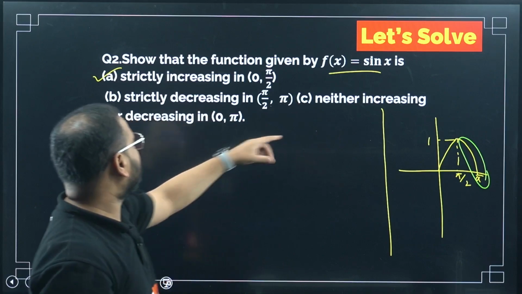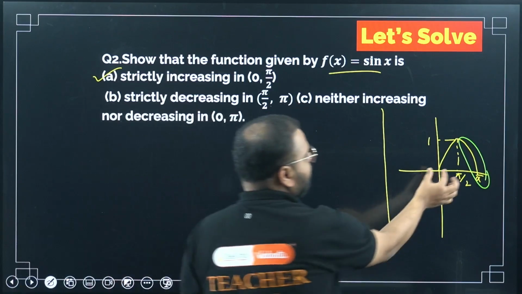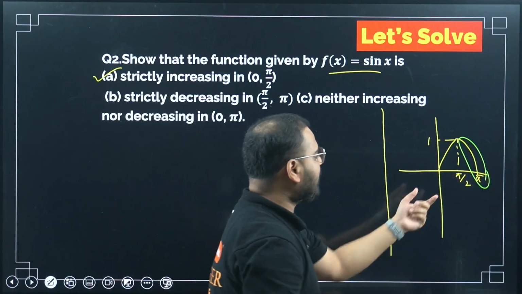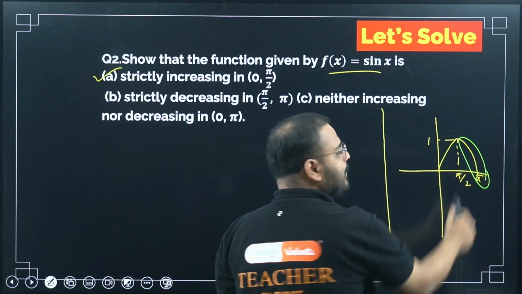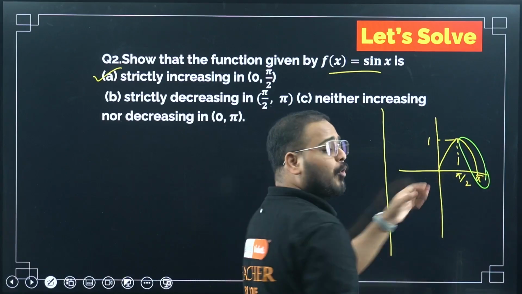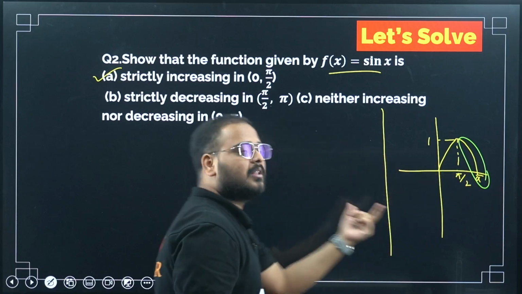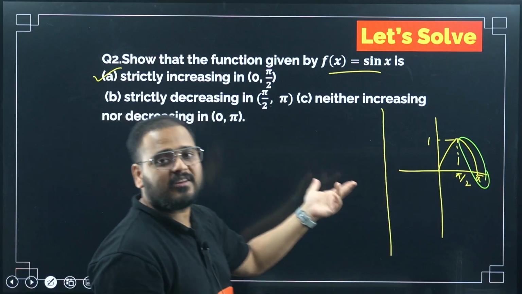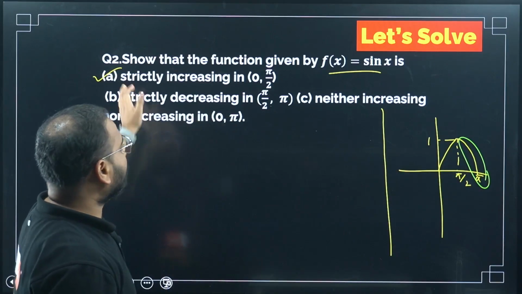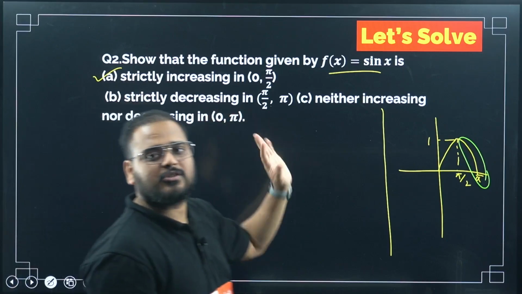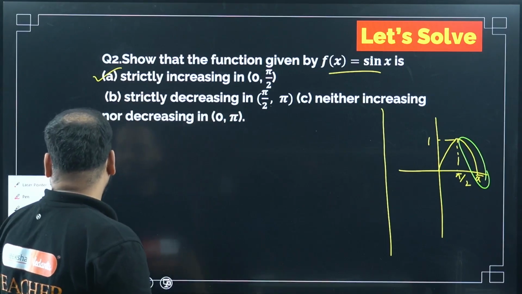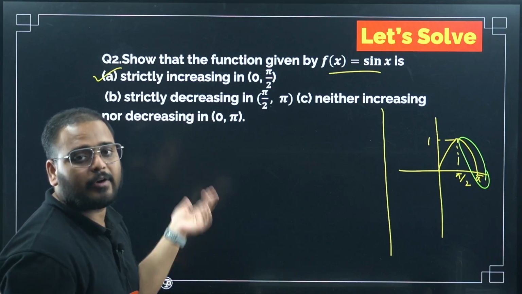C part: neither increasing nor decreasing in 0 to pi. Of course, because in 0 to pi we have two subdomains, 0 to pi by 2 and pi by 2 to pi. In 0 to pi I have both increasing and decreasing property coming together. It means it cannot be either decreasing or increasing, right? So from A and B I can say C is also true. But this is the graphical part. Let's see how I can solve it.